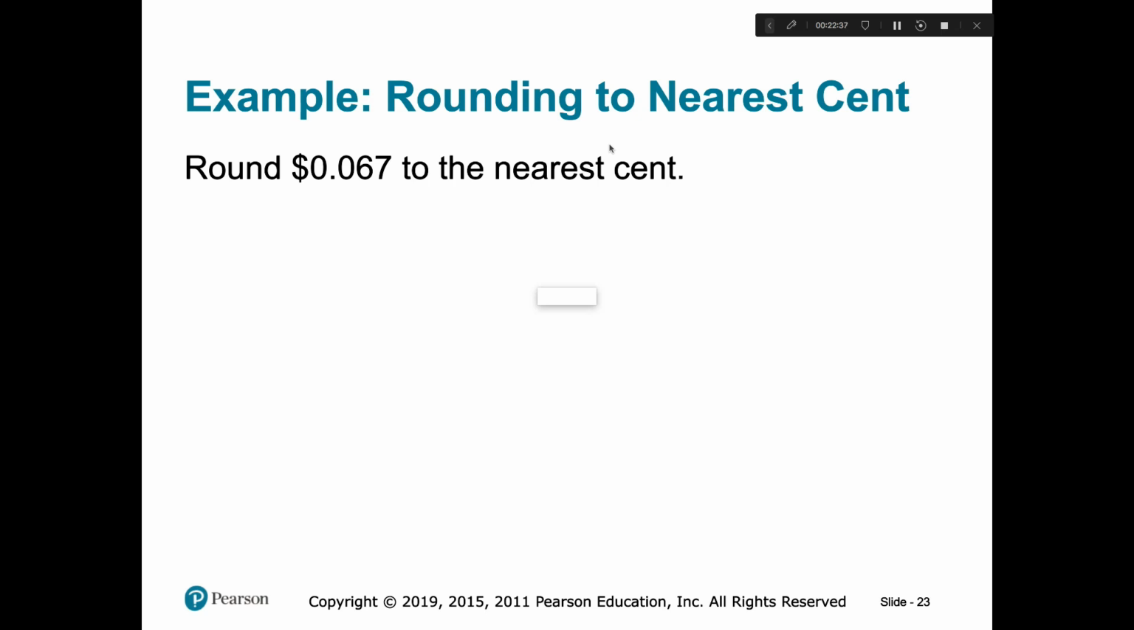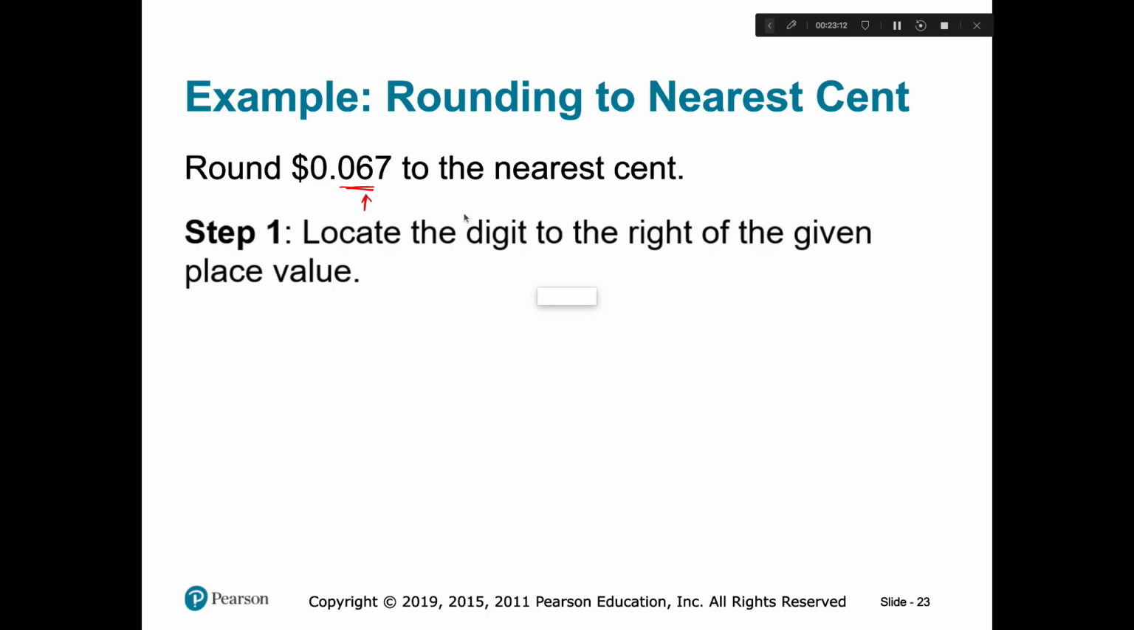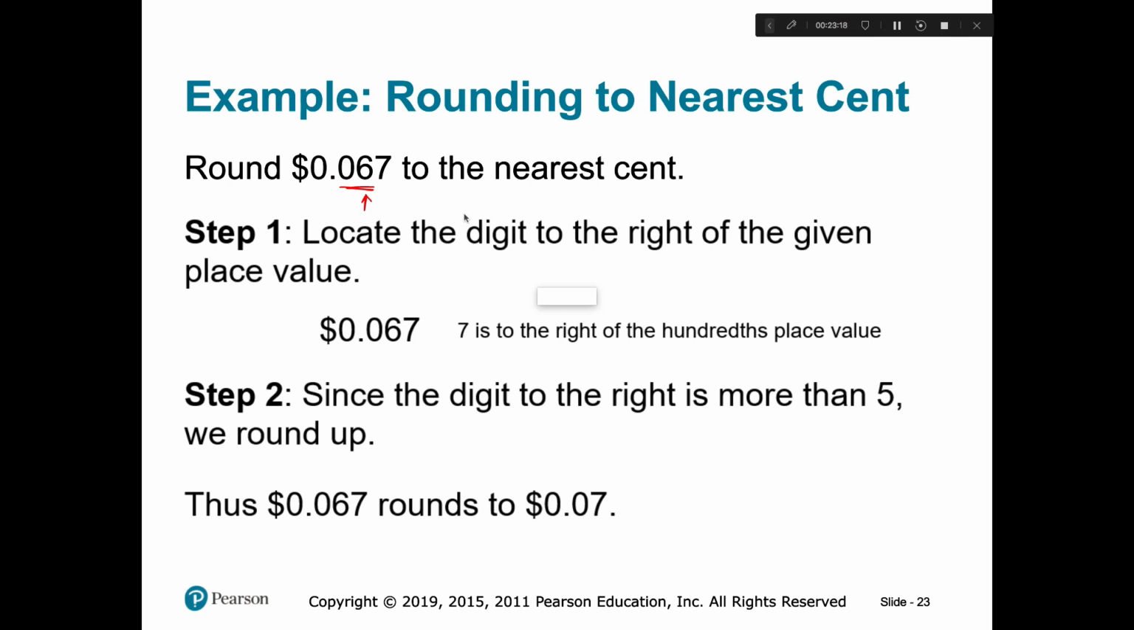Our final example is 67 thousandths, and we're rounding it to the nearest cent. When I have rounding to the nearest cent, how many places are in cents? 2, right? We are looking for 2 places because when we have cents, we're talking about hundredths. When I round that to the nearest cent, I look at my 6. My 7 is next to it. What does my 7 tell me to do? Round up, and so it becomes 7 cents.